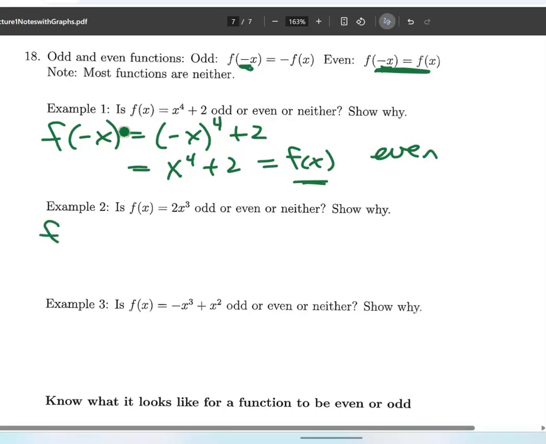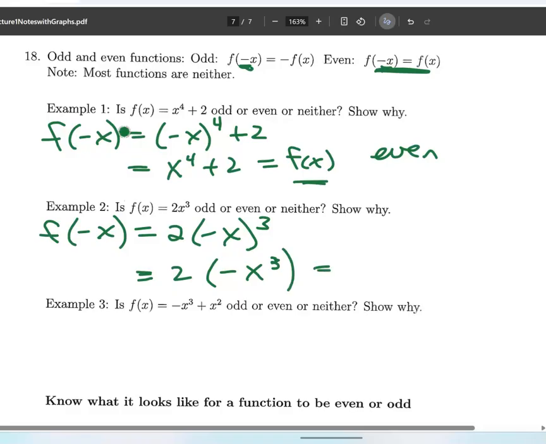So what happens when I plug the negative in here? I'd get a 2 times a negative x all cubed. So this gives me 2, and I'd get a negative x cubed. So that's a negative 2x cubed. So that is the opposite of the function. So because the function with the negative x plugged in is the negative f of x, that means it's odd.